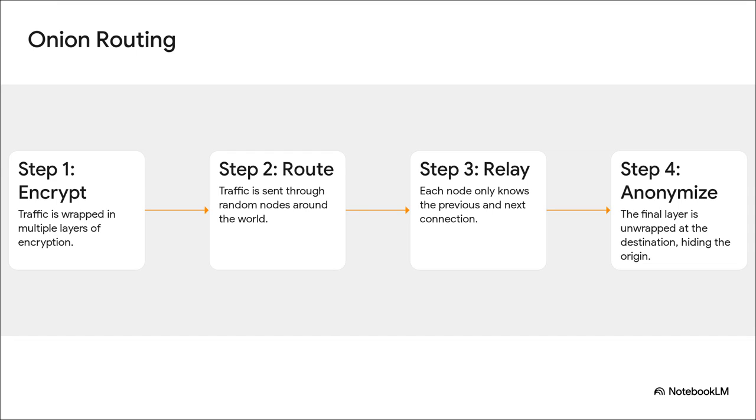Now, this is the really clever part. Imagine your data is a secret message. Tor wraps that message in multiple layers of encryption, kind of like one of those Russian nesting dolls. Then, it bounces that message between a series of random computers, or nodes, run by volunteers all over the world. Each node only unwraps one layer of encryption just to see where to send it next. And this is key. No single computer in that chain ever knows both where the message originally came from and where it's ultimately going. That's the secret sauce to its anonymity.